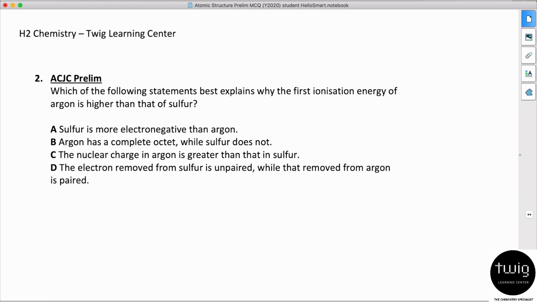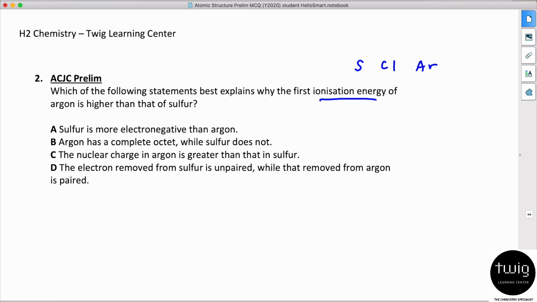Which of the following statements best explains why the first IE of argon is higher than that of sulfur? Right, so if you look at the periodic table, you know that in the same period, after sulfur it will be chlorine, then argon. Sulfur, chlorine, then argon.